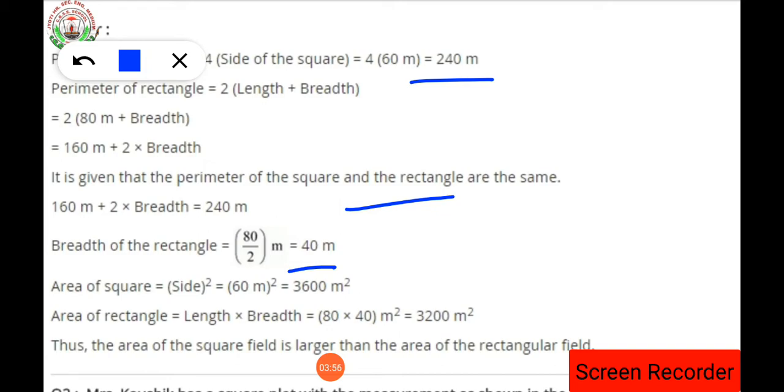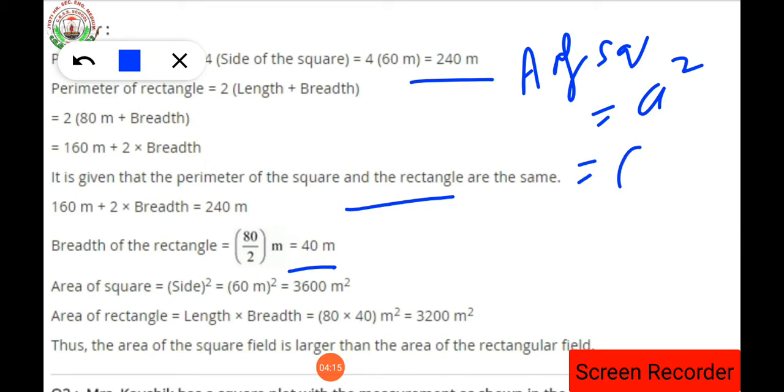Now since the question asks about the area, among the two figures, a square and a rectangle, which encloses more area, we are going to find the area of a square. So what is the formula for the area of a square? That is side into side, or we can write A into A, or A square. So side into side.